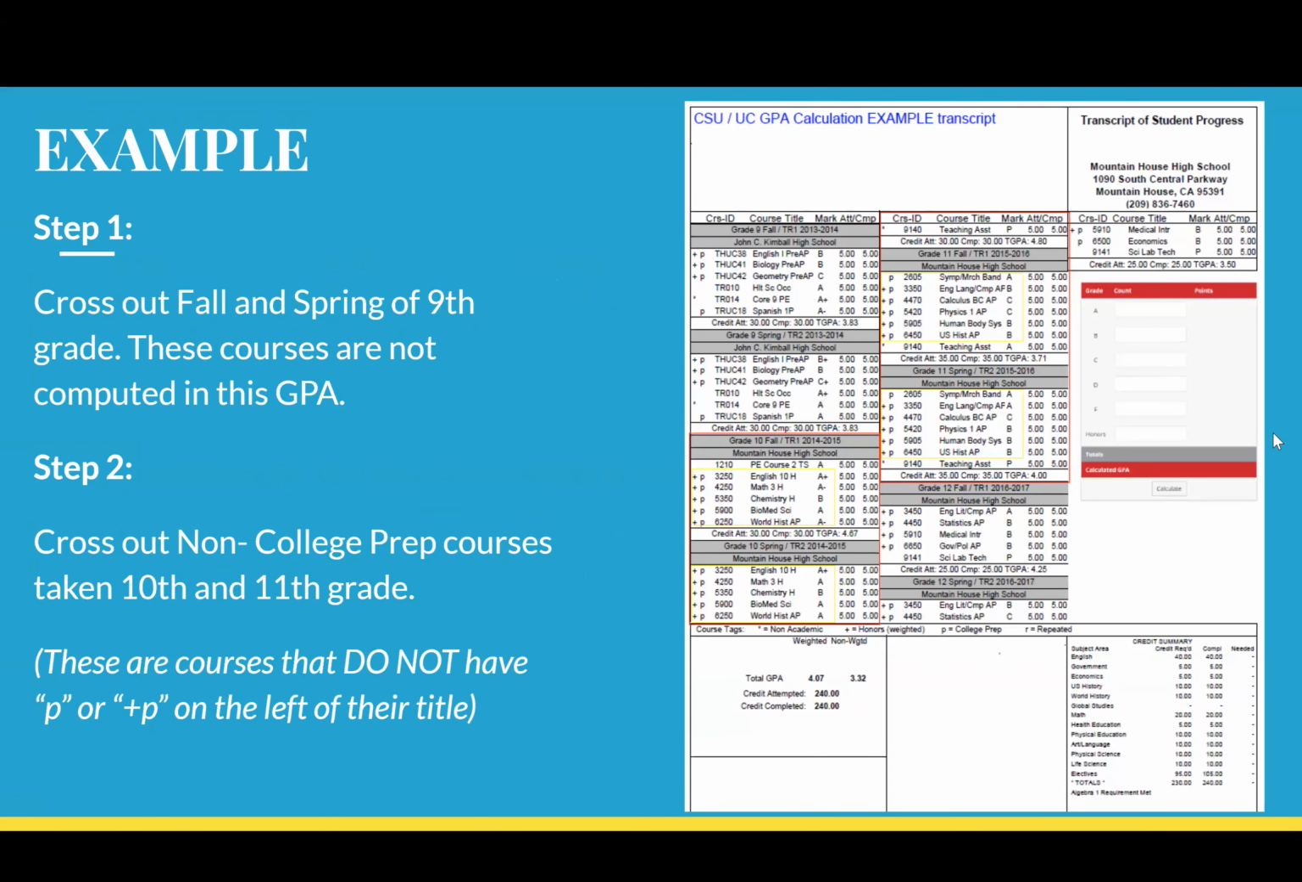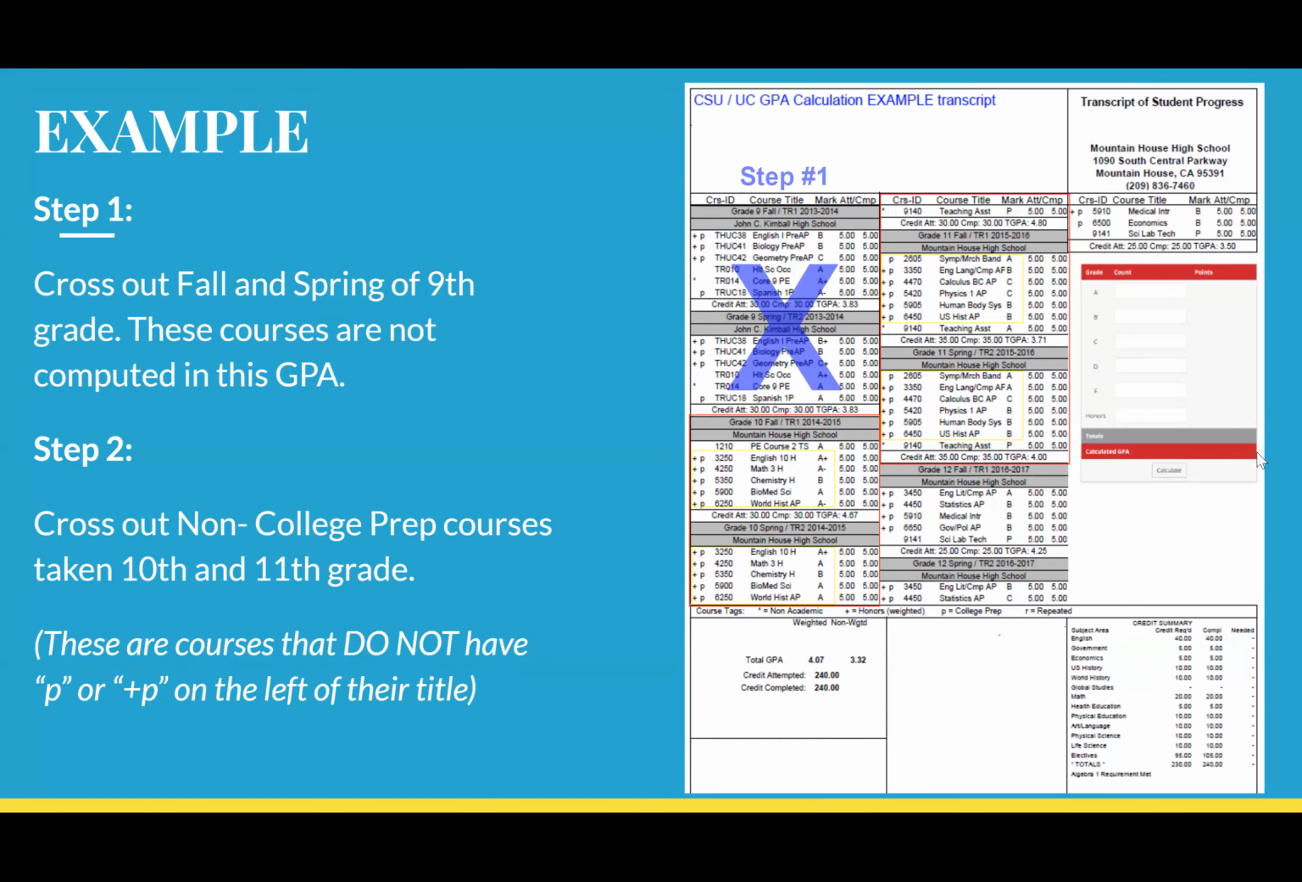I'm actually going to go through an example of a transcript to show you how we help students calculate GPAs. Okay, so for starters, like I mentioned before, your freshman year grades do not count. So we cross off freshman year, pretend like it's not there, just for this GPA purposes, for UC CSU GPA purposes.